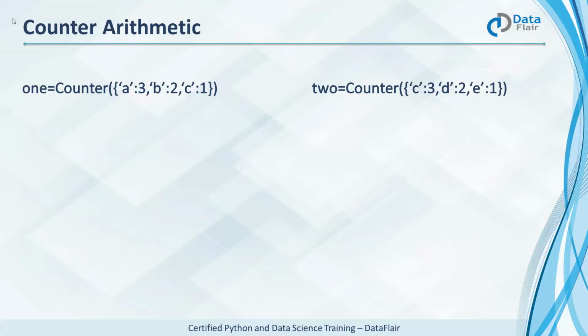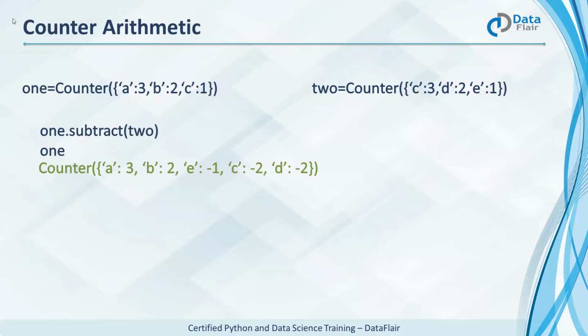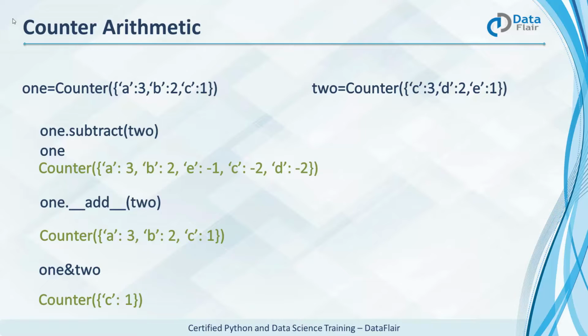Let's try some more operations. If we subtract 2 from 1, we also get negative counts. And if we add 2 to 1 now, we restore the original state of 1. 1 bitwise and 2 leaves us with only C. 1 bitwise or 2 gives us the union of the two. Notice that the count for C here is 3 and not 4.